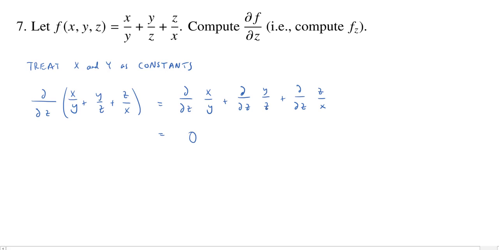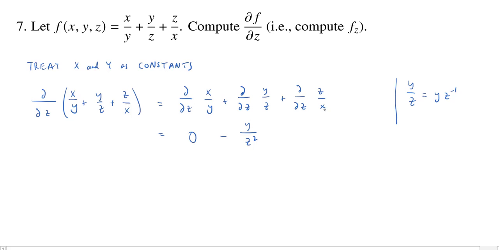Well, we have y over z. So in our heads, we might be thinking y over z is yz to the negative 1. And so I can use the power rule on the z to the negative 1 part, and the y just sticks around. So the derivative of this will be negative yz to the negative 2. Or if you like, we can make this minus y over z squared.